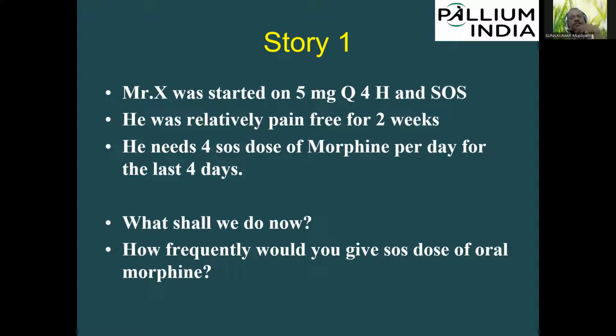For this patient, he is taking 5 milligram 4 hourly. That means he is taking 30 milligrams in a day. And for the last 2 days, he is taking 4 additional doses. That is, he is getting 20 milligram additional. That is 30 plus 20, which comes to 50 milligram. So how are you going to give 50 milligram?